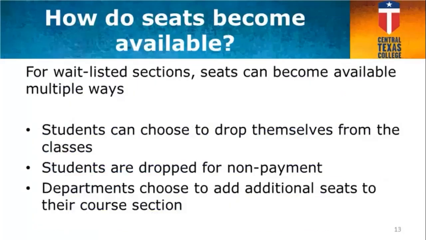How do seats become available? There are multiple ways that seats become available for a closed class. Multiple students in the class, or a student that's previously enrolled in the class, can drop. Students are dropped for non-payment, or departments can add additional seats to open up available seats.